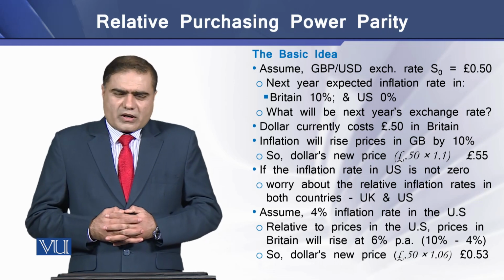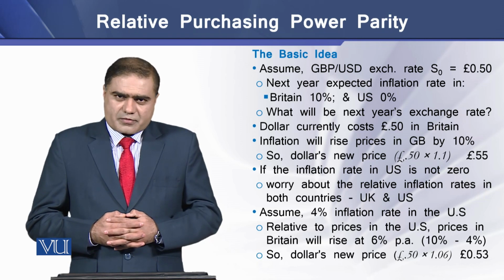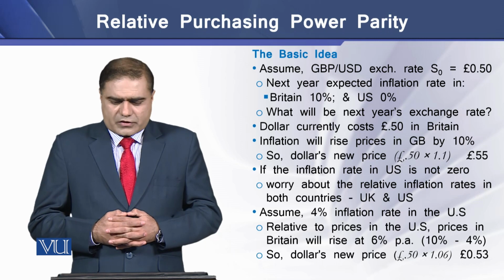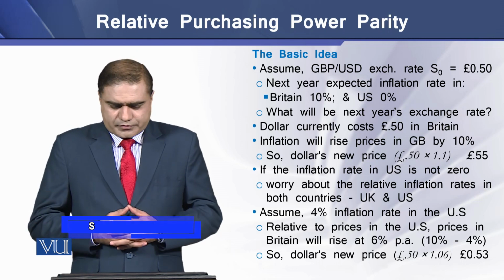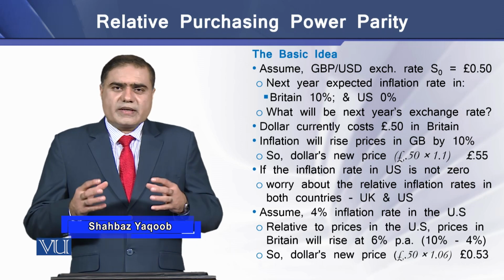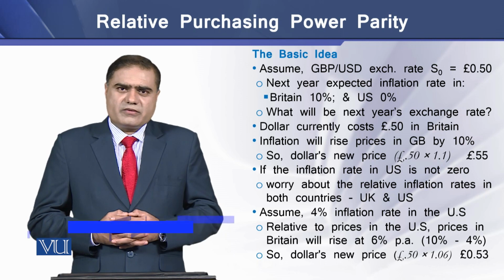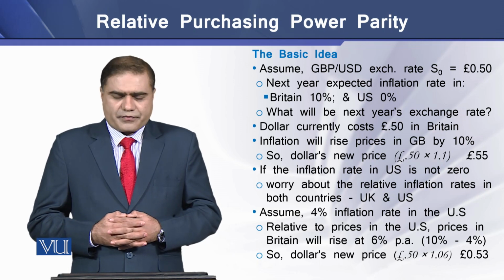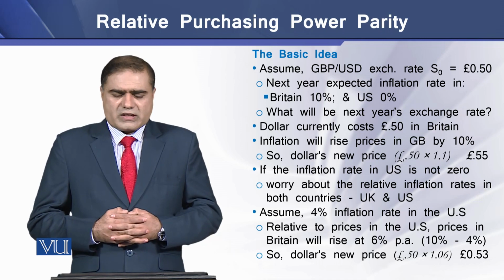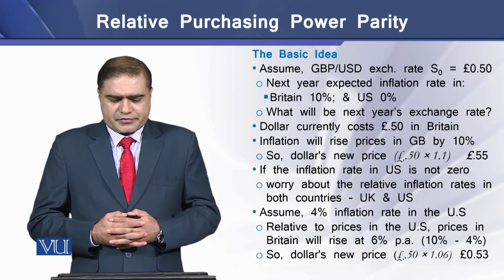To understand the basic idea behind the working of relative purchasing power parity, let's take an example. We assume a spot exchange rate between the Great Britain pound and the US dollar at 0.50 pound. Next year, inflation is expected to be 10% in Britain and 5% in the US. If this is the case, then what will be next year's exchange rate? So that is the question.